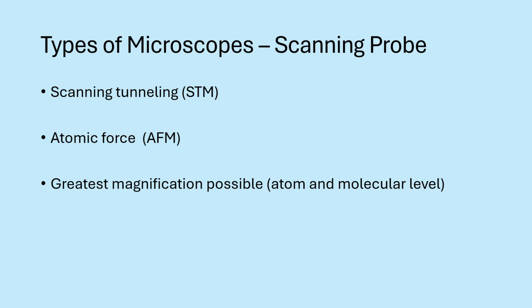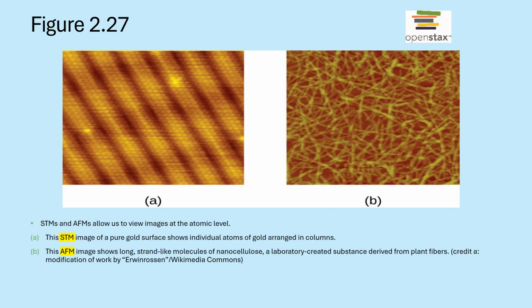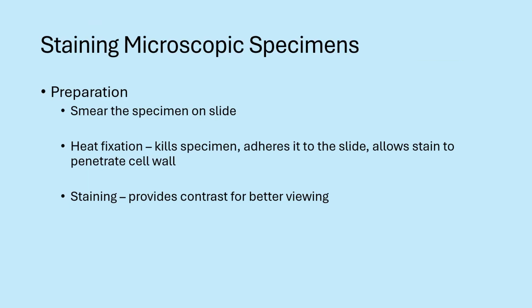There's also what is known as scanning probe, scanning tunneling, STM, or atomic force, which is AFM. These do allow for the greatest magnification possible. It will allow you to see at the atomic and molecular level. And so over here is an STM image, and over here is the AFM image. Those are going to be really expensive to use. We don't have those in our lab. We don't even have electron microscopes in our lab.